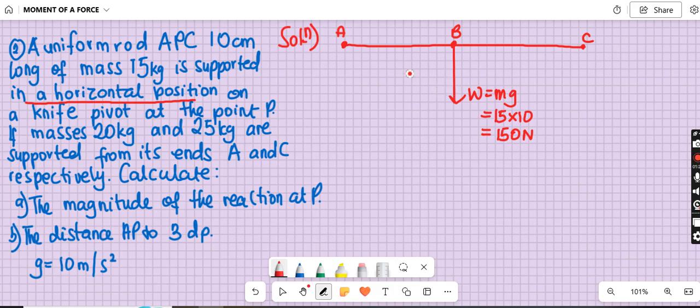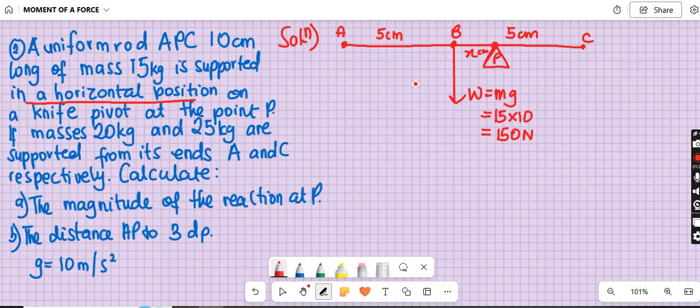Now, we are told that it's supported on a knife pivot at a point P. We are not told where P is. P could be before or after the center point. Let's assume perhaps that the pivot P is after. It's just an assumption. Now, since AC is 10 centimeters, AB should be 10 divided by 2, 5 centimeters, and BC should also be 5 centimeters. Now, let's call BP X centimeters because we don't know.